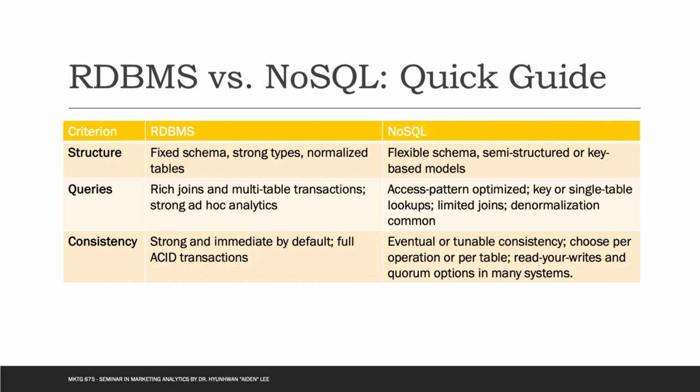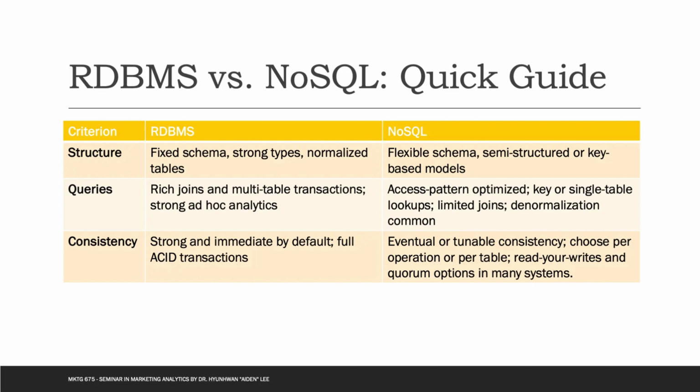Second, queries. Relational systems are great for rich joins and multi-table transactions. They also support strong ad hoc analytics because you can combine tables in many ways. NoSQL systems are optimized for specific access patterns. You often look up by a key or read from a single partition table. Joins are limited or handled in the application, which keeps reads fast and predictable.